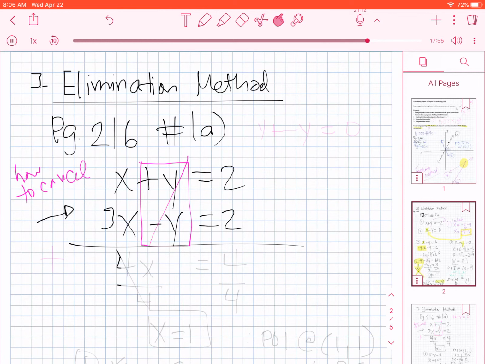Now, to cancel my y's, I do this through addition. Because if I do y plus negative y, that creates 0. So that cancels. That's what I want. That's what I'm trying to achieve. So if that in fact cancels, when I add 3x plus x, I get 4x. 2 plus 2, I get 4. And then, to isolate for x, I just divide both sides by 4.